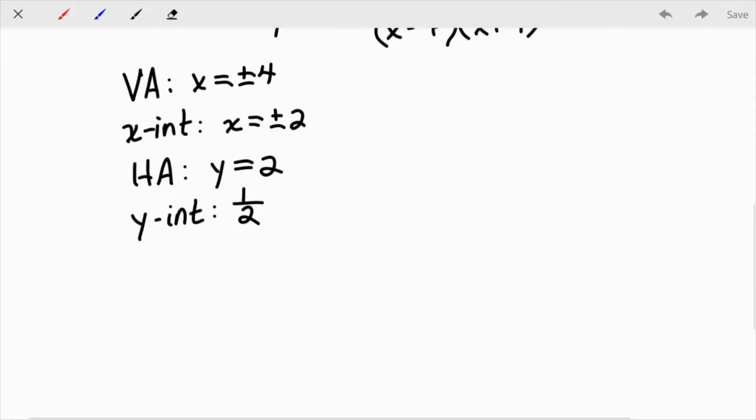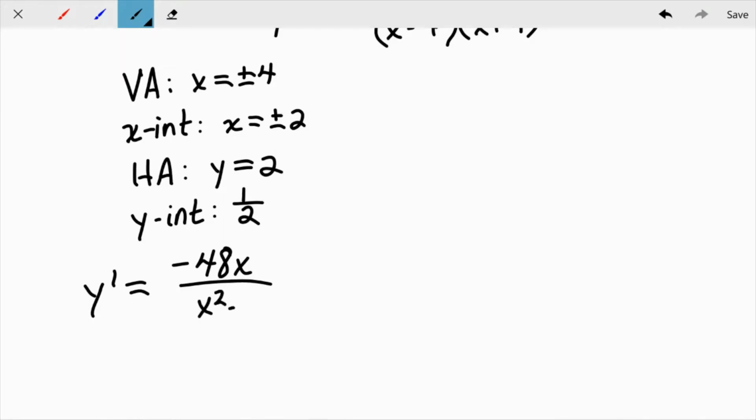So now what we're going to do is combine our calculus information with that information and get a really accurate graph. So I'm going to start by looking at the derivative. And I'm not actually going to take the derivative and go through all the simplifying here. I'm just going to show you what this simplifies down into. So your derivative, if you were to take it, it's negative 48x, and that would be divided by x squared minus 16 squared. Okay, so now if I were to set that equal to 0, obviously x equals 0 is a critical point.